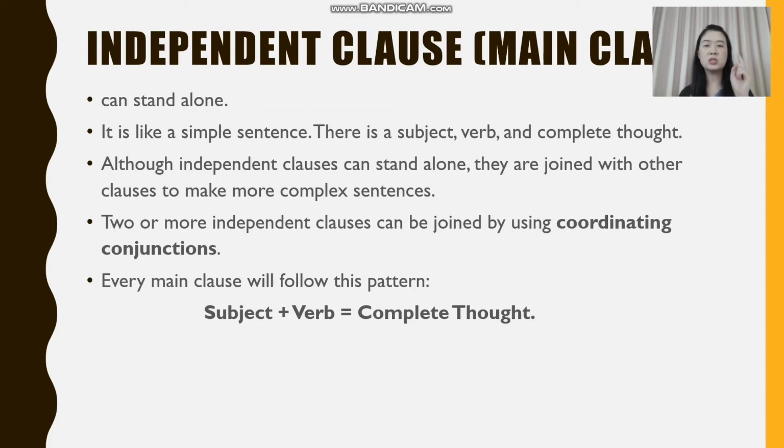What you need is a subject and a verb. Can you remember the SVO structure that I mentioned a very long time ago? To be a basic sentence, we need S and V, that is, subject and verb. And don't forget that the subject and verb need to give you a complete thought, a complete idea, so that you don't need to ask for even more information. Okay, that is the basic pattern for an independent clause or main clause.